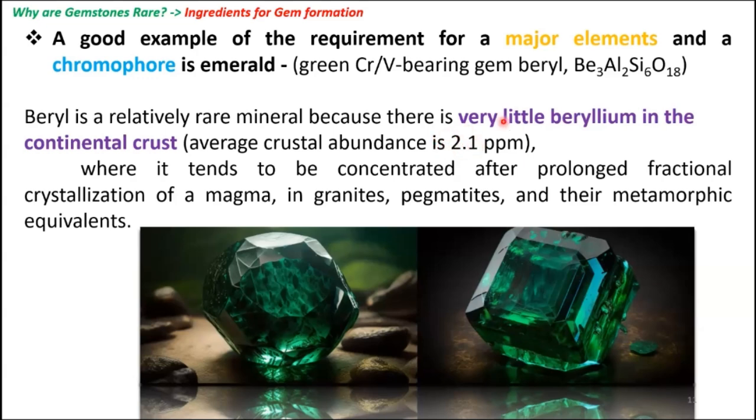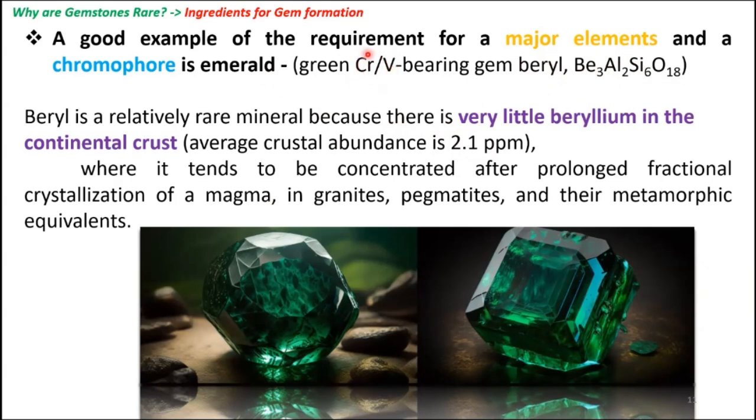So that is not sufficient to crystallize this particular mineral. But some of the geological processes, such as fractional crystallization of magma, allow us to enhance or increase the concentration of beryllium. Aluminium and silica are commonly available elements in the earth crust. So after enrichment of beryllium, it is possible to crystallize beryl. But to produce emerald, the requirement is chromium or vanadium, that is the chromophores, or the color in nature.